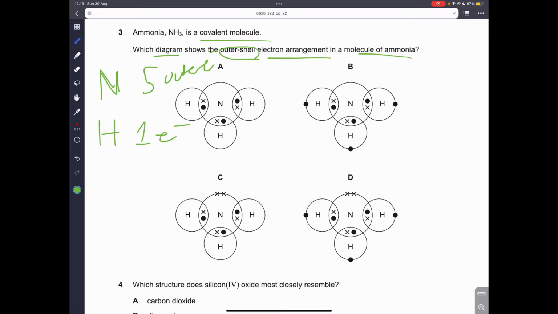We know that nitrogen is going to share 3 electrons, one with each hydrogen, so that each hydrogen can complete 2 electrons. And so the nitrogen will also complete 8 electrons in the outer shell. Now we just have to count the 8 electrons, which is 1, 2, 3, 4, 5, 6, 7, 8. And so the hydrogen also has 2 each, the nitrogen has 8, and therefore C is the most likely correct answer.